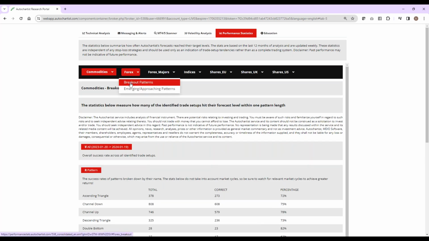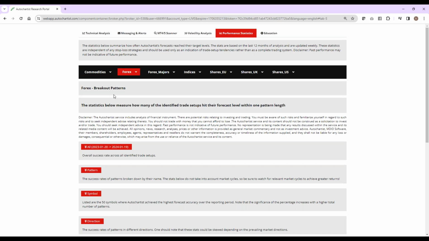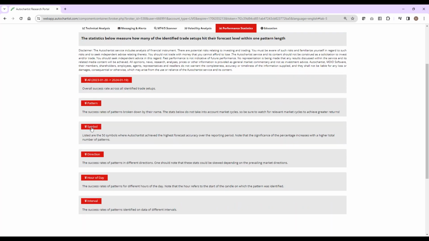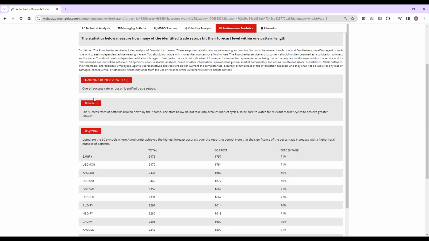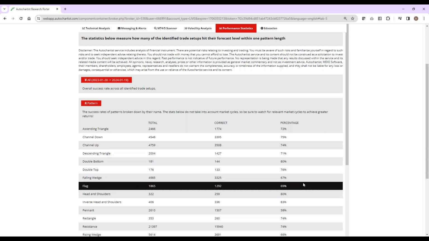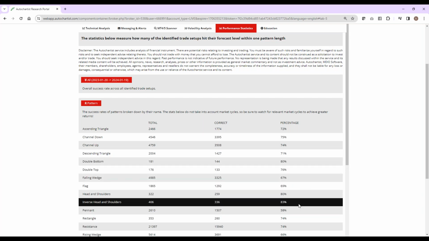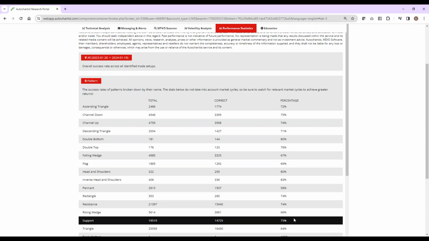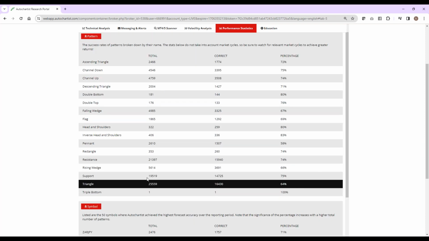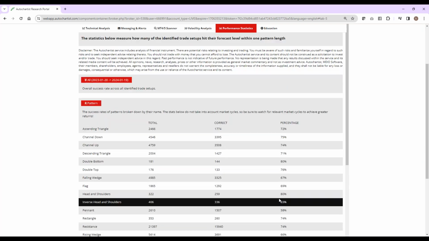For Forex, for example, breakout patterns, the success ratio is very, very high for double bottom, inverse head and shoulders. Yeah, triple bottom as well. Nice.